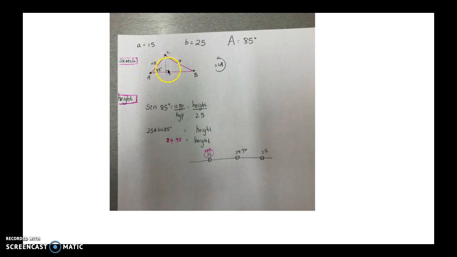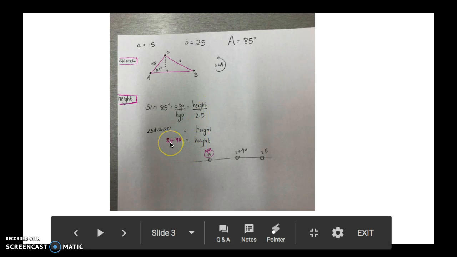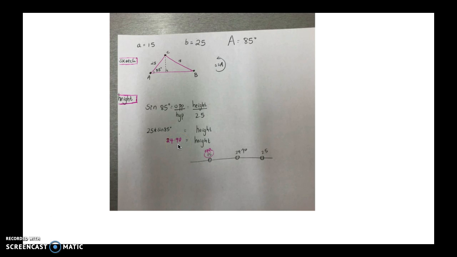To determine the height, I just use SOHCAHTOA. Sine of 85 degrees is the opposite over hypotenuse. Once I drop this perpendicular, that becomes my opposite side, and that's what I'm really trying to find. After I set this up, all I need to do is multiply both sides by 25. If I multiply the right side and the left side by 25, I can reduce that to get a height of 24.90.